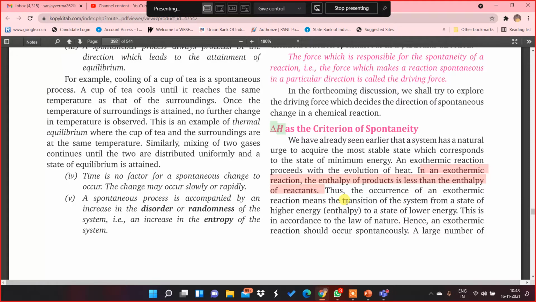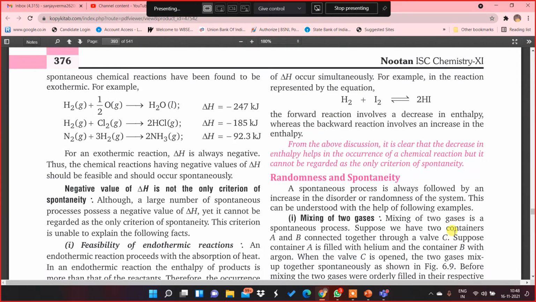Thus, the occurrence of an exothermic reaction means the transition of the system from a state of high energy to a state of low energy. This is in accordance with the law of nature. Hence, an exothermic reaction should proceed spontaneously. A large number of spontaneous chemical reactions have been found to be exothermic, like the reaction between hydrogen and oxygen to form water. It is an exothermic reaction, spontaneous once initiated. Then the combination of hydrogen and chlorine to form hydrogen chloride is spontaneous and exothermic.